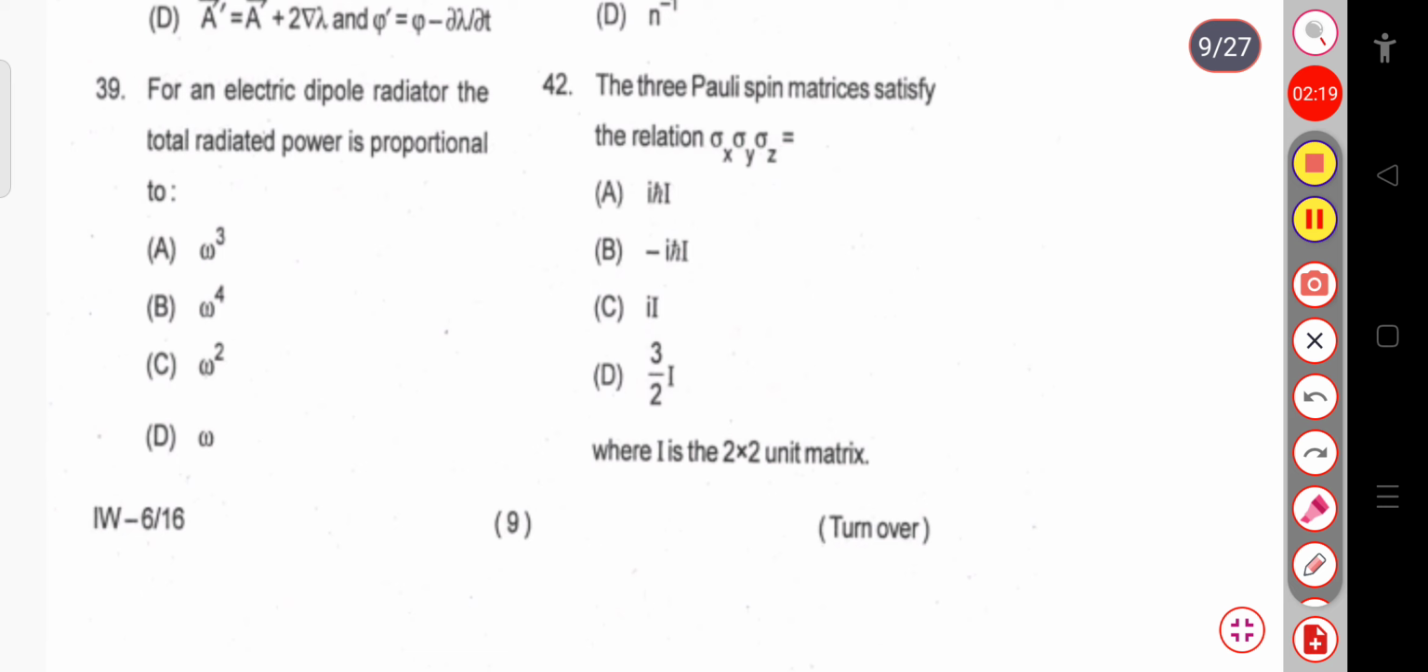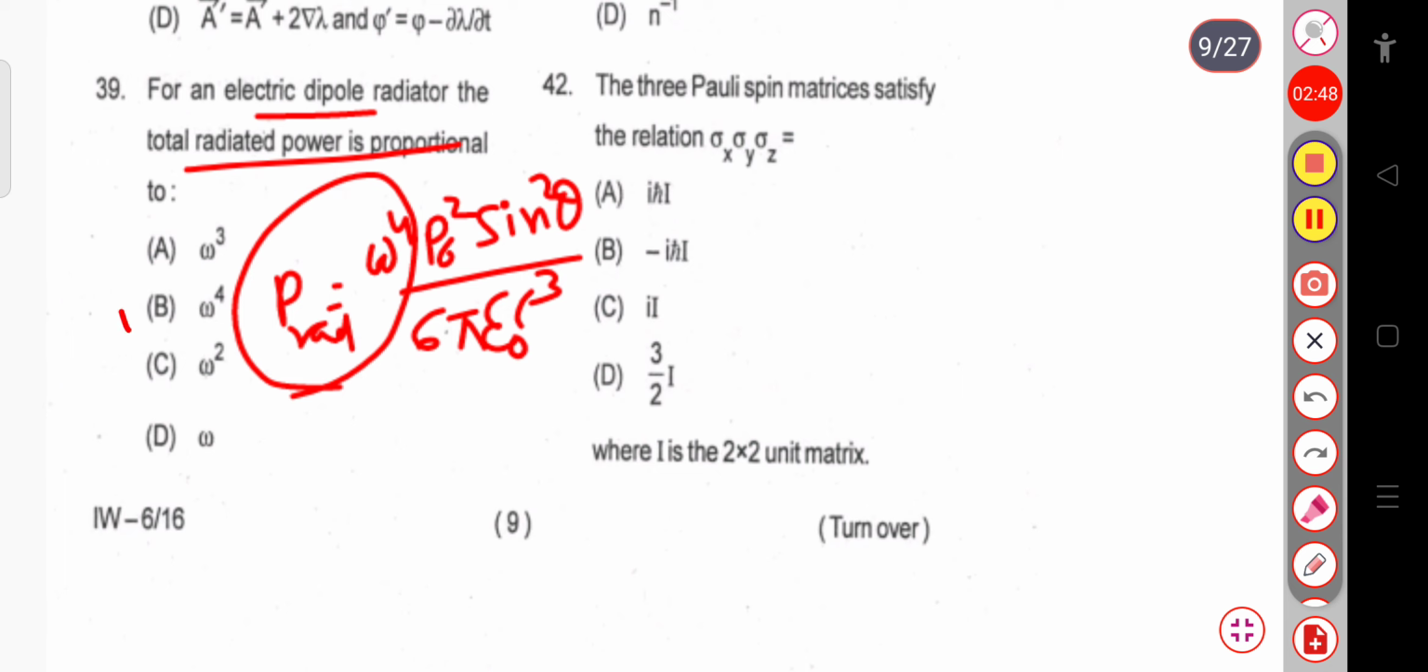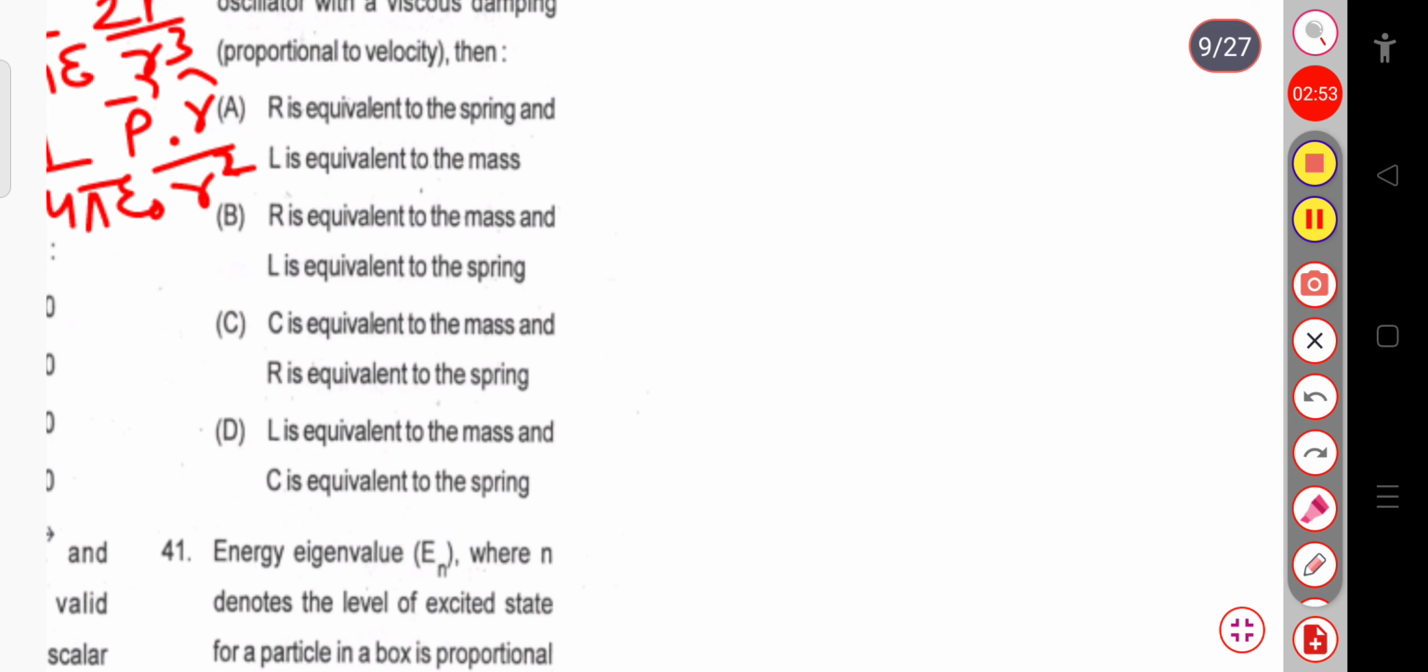Now the next question is: for an electric dipole radiator, the total radiated power is proportional to what? You know, for the electric dipole radiator we can write the power as omega power 4 p naught square sin square theta divided by 6 pi epsilon naught c cube. So from this relation you can directly say that this power will be proportional to omega power 4. So this one is our correct answer.